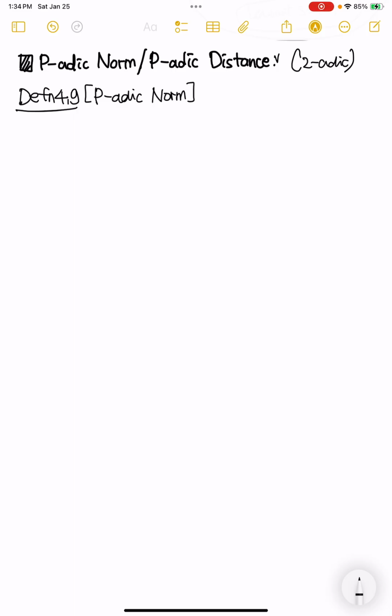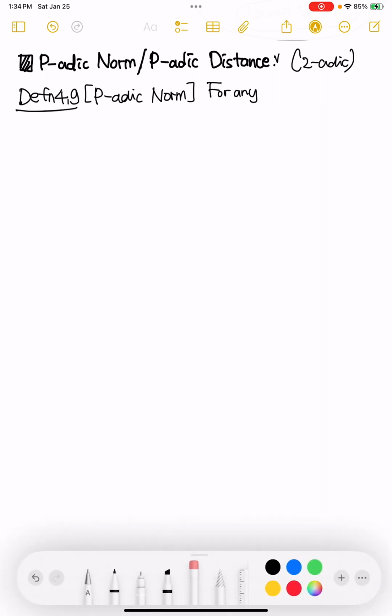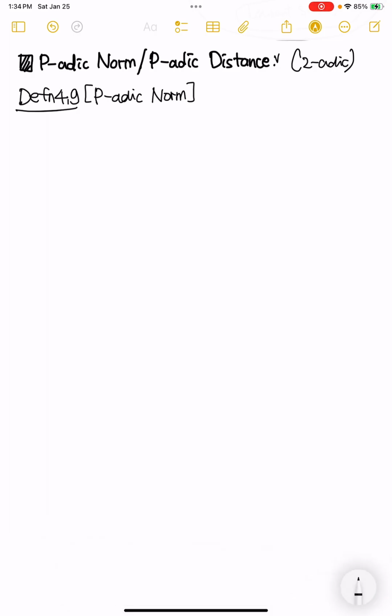A p-adic norm. Okay, as we extend the ordinal function to the rational numbers, based on this extension, we can define a p-adic norm. That's it. The p-adic norm is a function from the rational numbers to R that obviously satisfies the norm conditions, based on how we define it.